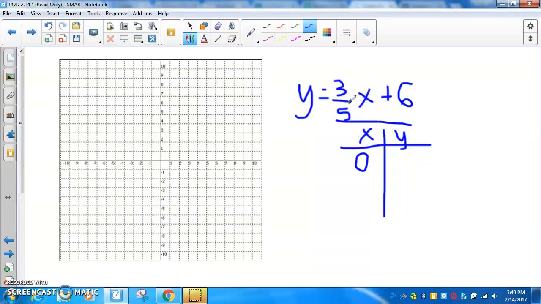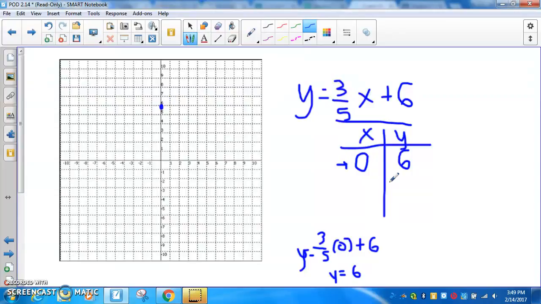If I simplify this, 3/5 times, not x, but 0 is 0. Plus 6 gives you 6. So in other words, 3/5 times 0 plus 6, all of that is equal to 6. Sorry, 0 plus 6 is 6. So y is 6. That's what goes in my table. Now that I have this, that is one point that I can graph on my line.